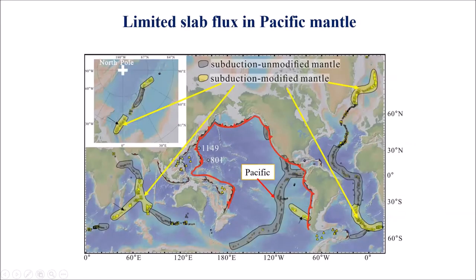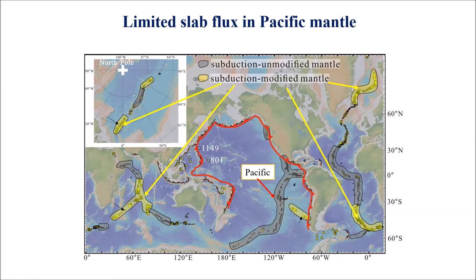According to the distribution of BAB-like MORB, we could have a general idea of the distribution of subduction-modified mantle beneath the global ridges. If a region has less than 3% of BAB-like MORB, we consider the mantle not significantly affected by subduction, shown by the gray fields like this. If a region has more than 20% of BAB-like MORB, we consider the mantle to be subduction modified, shown by the yellow fields. Well, I have to admit that such a division is a bit arbitrary, but a big picture of the mantle compositions can be imaged in this way.